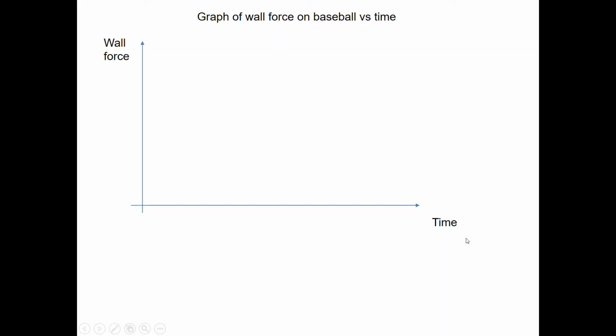So what I want to do now is draw a graph, just a rough qualitative graph of the wall force on the ball as a function of time. Let's just take the simple case of the baseball where it wasn't so crazy in terms of how it was deforming. And it seems to me, if I asked you to draw it, this would be a pretty reasonable guess for what the wall force is as a function of time.